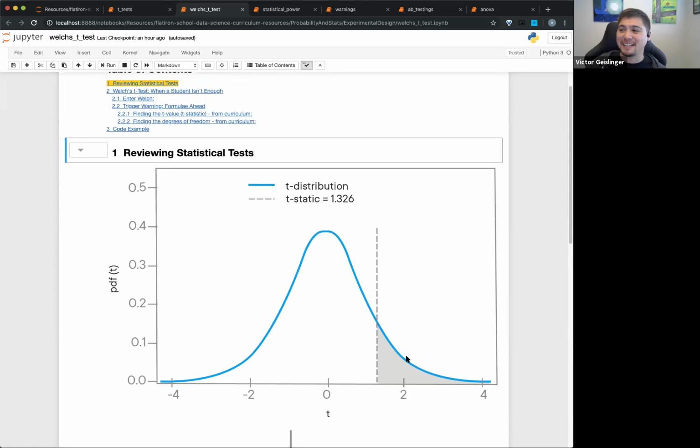I know it's really nerve-wracking, answering questions, right? But yes, it is alpha. And we also call alpha our critical value. So our T critical value is related to the critical value. I'm going to repeat this because I think it's important to see that connection.